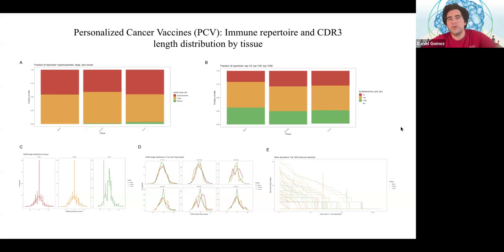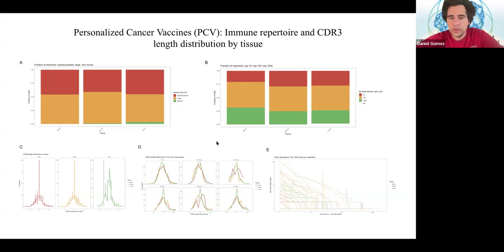And getting to the CDR3 immune repertoire length distribution by tissue, we can see a fraction of repertoires that are hyperexpanded, large, or medium for each tissue. And then the fraction of the repertoire for the top 10, 100, and 1,000 clonal rank bins. And then the CDR3 length distribution by tissue is shown over here, red for blood, yellow for normal, and green for tumor. And then the length distribution for the tissue resident memory and tissue.